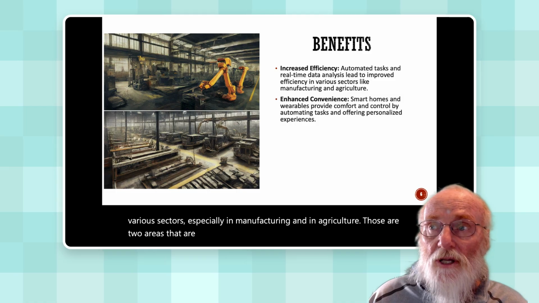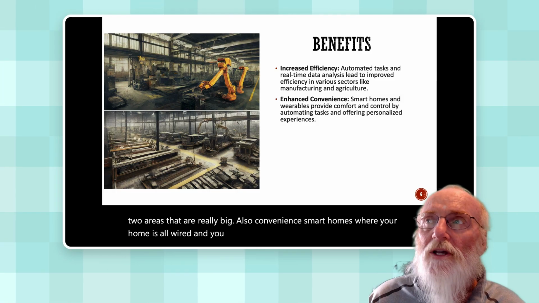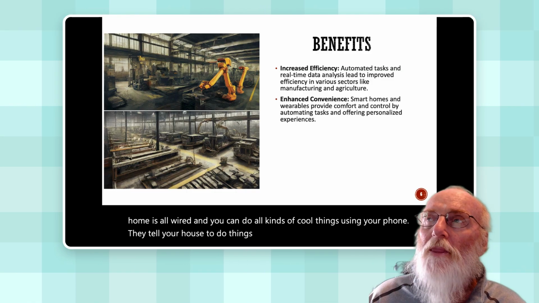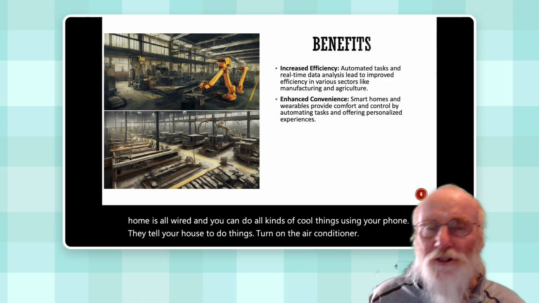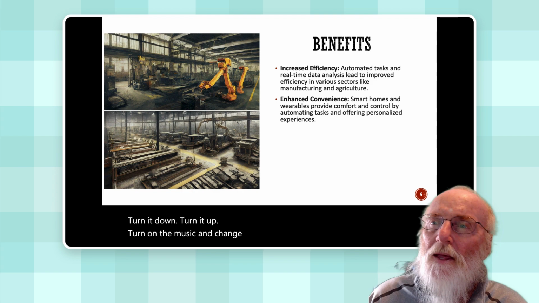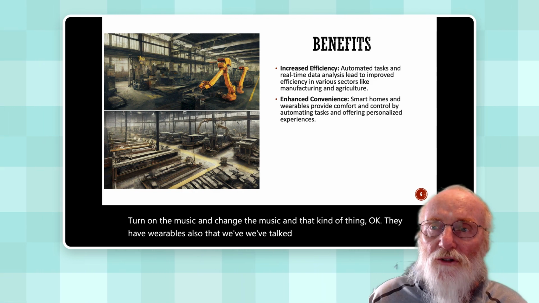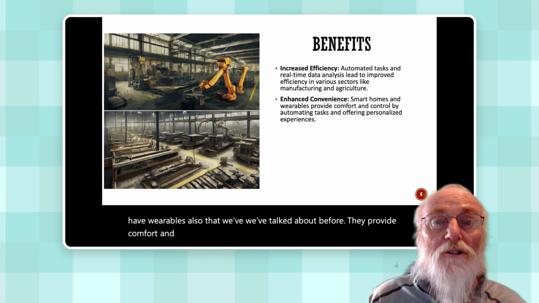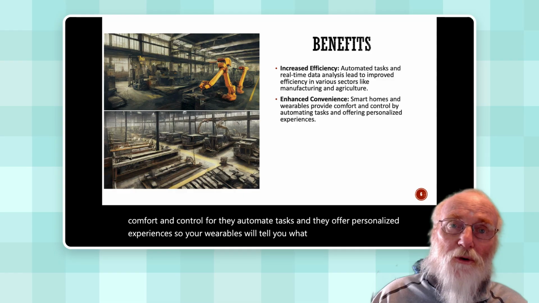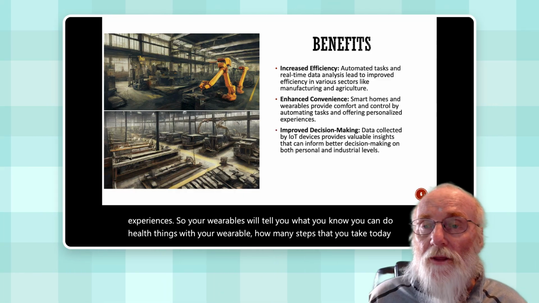Also convenience. Smart homes, where your home is all wired and you can do all kinds of cool things using your phone to tell your house to do things. Turn on the air conditioner, turn it down, turn it up, turn on the music and change the music and that kind of thing. Okay, you have wearables also that we've talked about before. They provide comfort and control, they automate tasks, and they offer personalized experiences. So you can do health things with your wearable, how many steps you take today, and what's your blood pressure, that kind of thing.